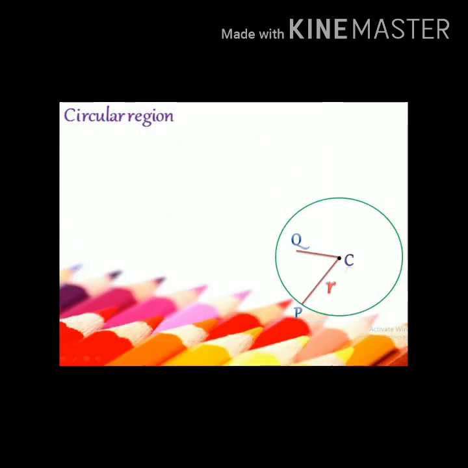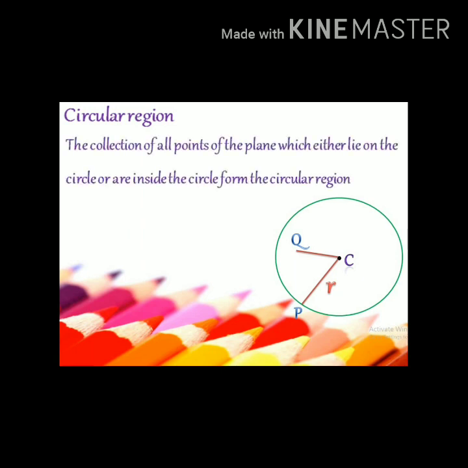Now, let's think about the circular region. Region means interior together with its boundary, right? In the circle's case also, it's the same. The region of the circle which is the interior together with its boundary, we can call it the circular region. Or, the collection of all the points of the plane which lie on the circle or inside the circle forms the circular region.